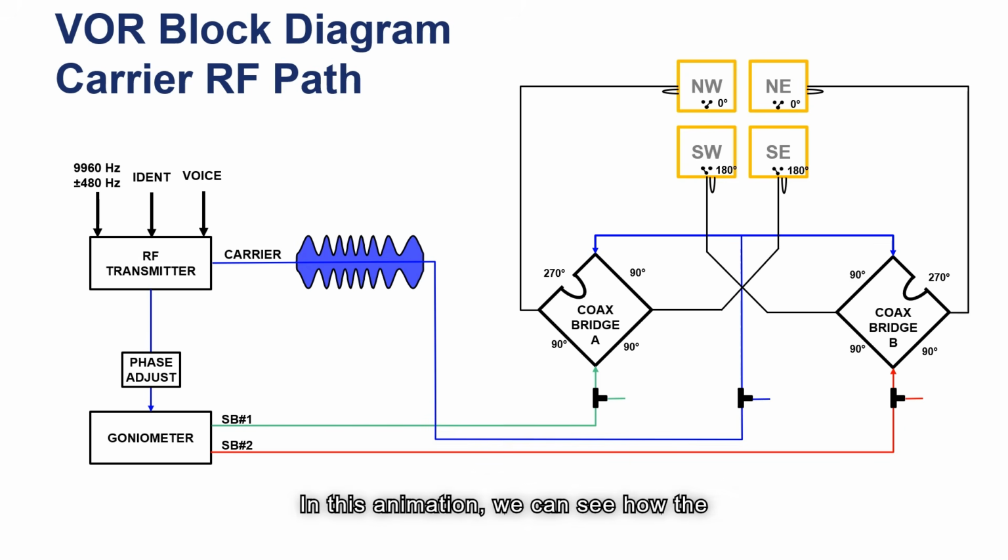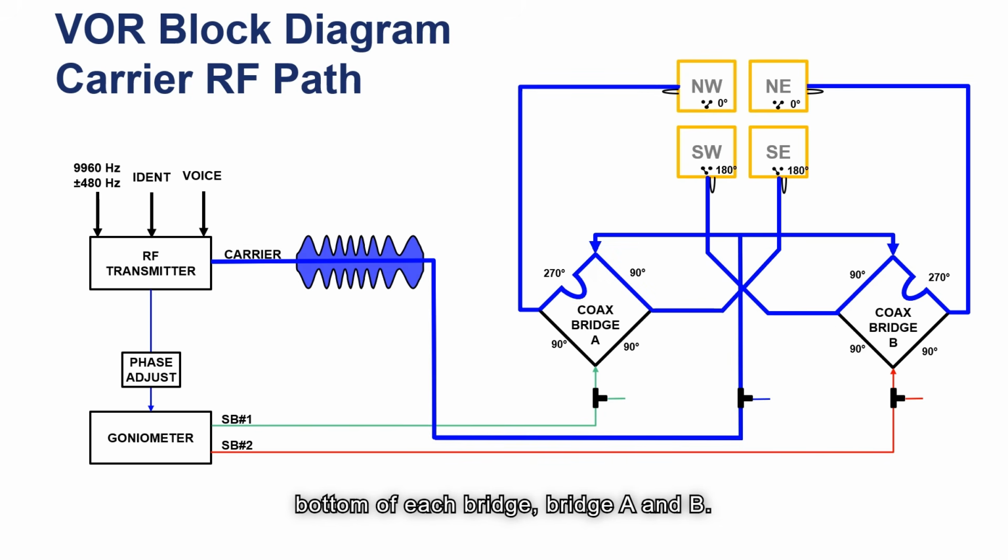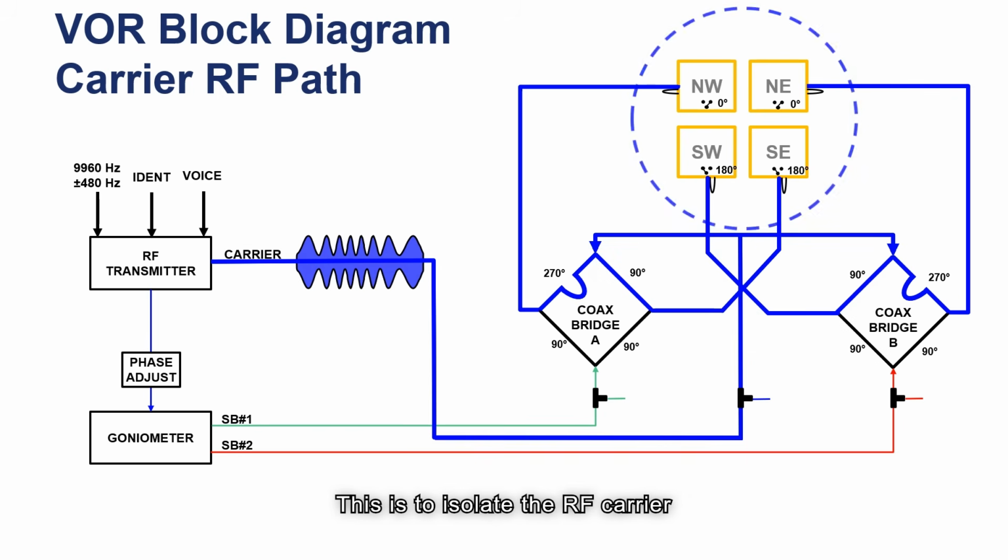In this animation, we can see how the carrier RF path flows from the RF transmitter through the bridges and out of the antennas, all in phase. Note the isolation occurring at the bottom of each bridge, bridge A and B. This is to isolate the RF carrier energy from the goniometer. Also note that antennas are all in phase due to onboard antenna strapping.